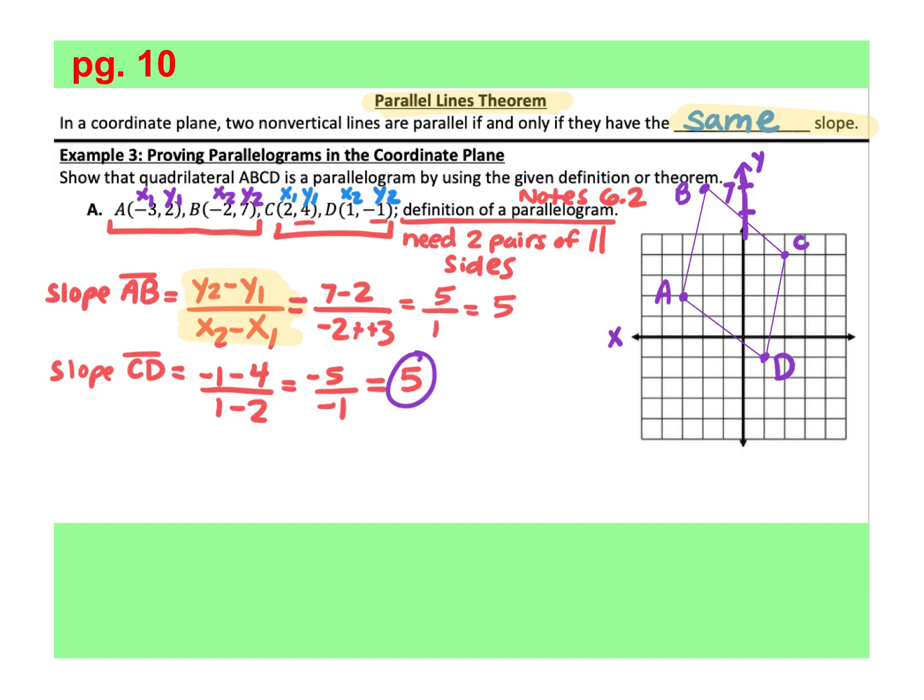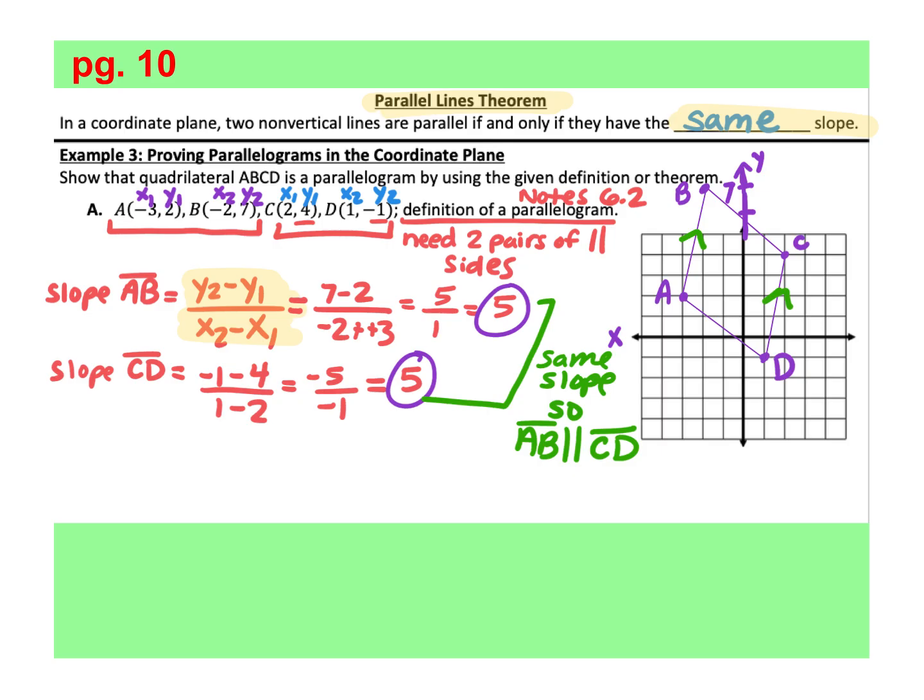Now we have parallel sides. Because those are both 5, we have the same slope. So we can conclude that AB must be parallel to CD. They have the same slope, so let's mark that in our picture. AB parallel to CD. Now I just need to get the second pair of parallel sides.